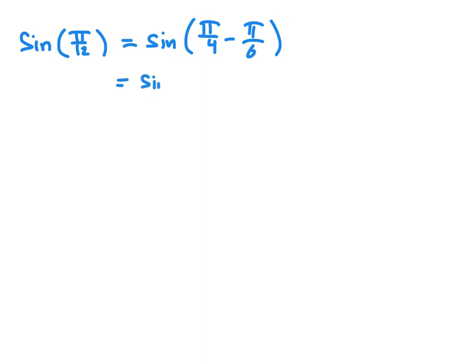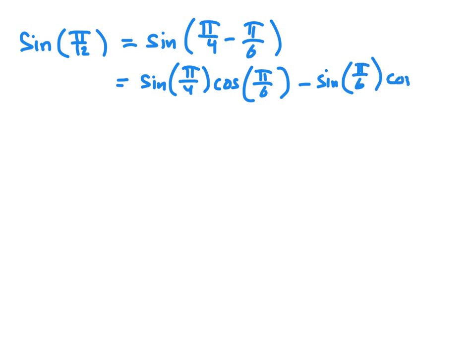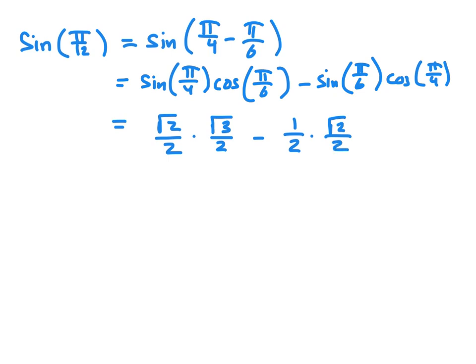So we would have the sine of pi over 4 times the cosine of pi over 6, minus the sine of pi over 6 times the cosine of pi over 4. And these are all values that we should readily know. Sine of pi over 4 is square root of 2 over 2. The cosine of pi over 6 is the square root of 3 over 2. The sine of pi over 6 is 1/2. And the cosine of pi over 4 is the square root of 2 over 2.